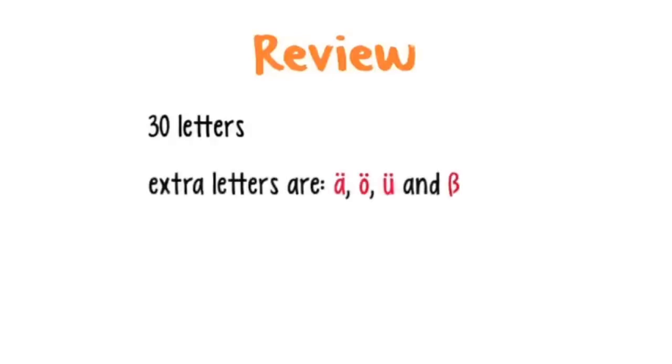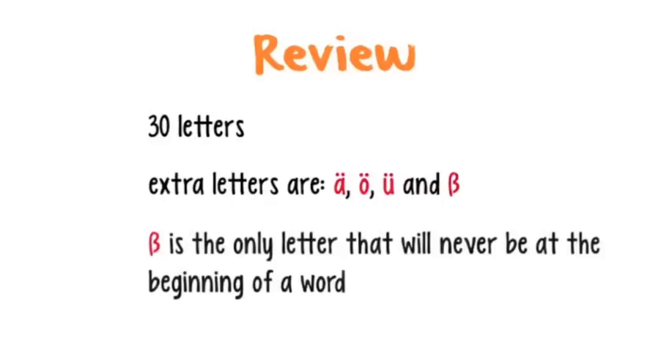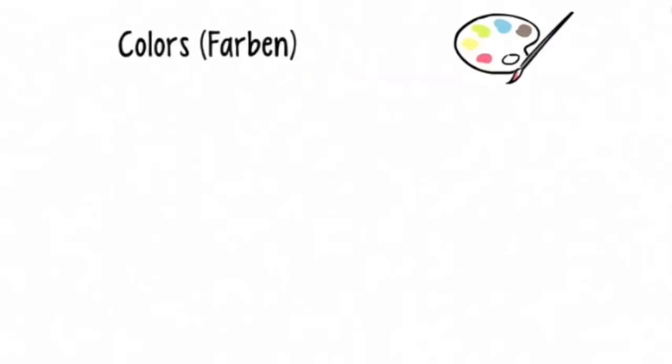Now let's review what you just learned. You learned that altogether there are 30 letters in the German alphabet and that the extra letters are Ä, Ö, Ü, and SZ. And you also learned that SZ is the only letter that will never be at the beginning of a word. Colors in German is Farben, die Farben. The singular form of colors is die Farbe.